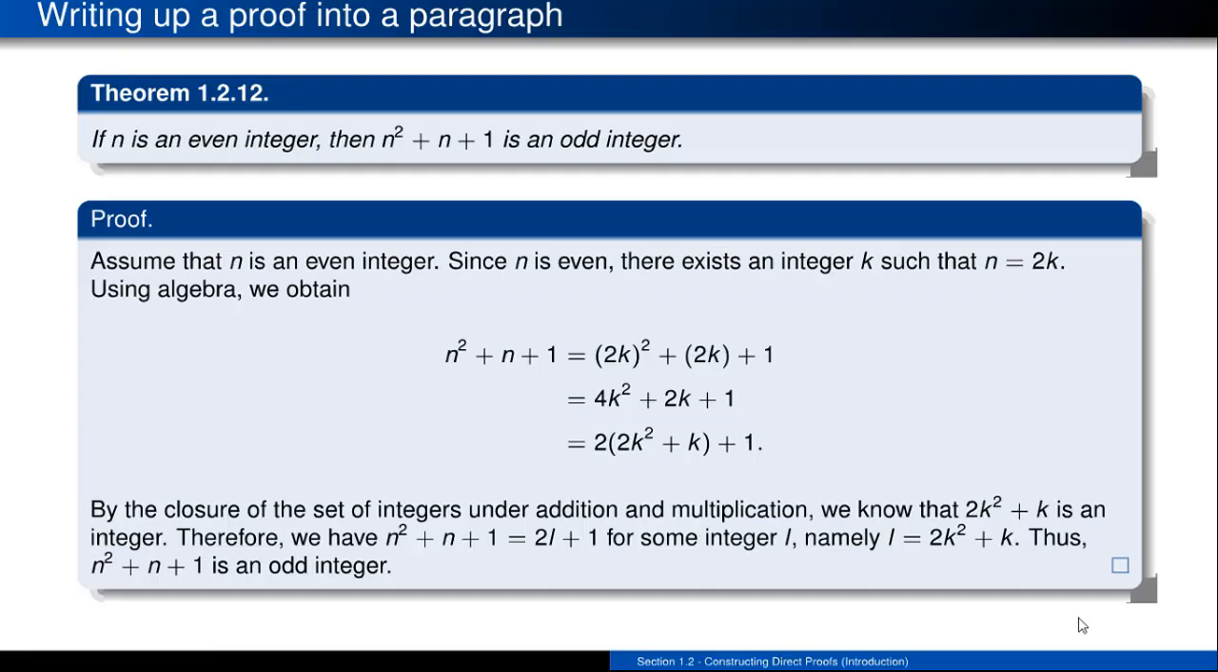Alright, so in this video we again want to chat a little bit about how we can use that previously constructed no-show table to slowly transition into one of these proofs that are written up as a paragraph. So in this situation we're going to be looking at this statement that says if n is an even integer, then n squared plus n plus 1 is going to be an odd integer.